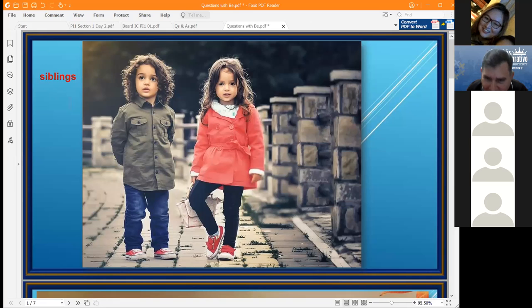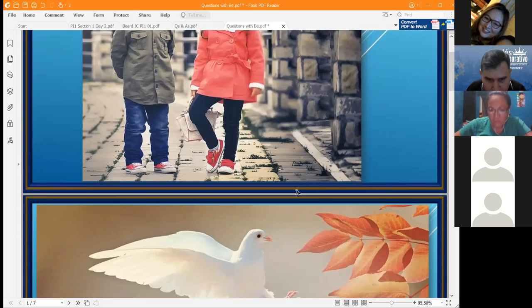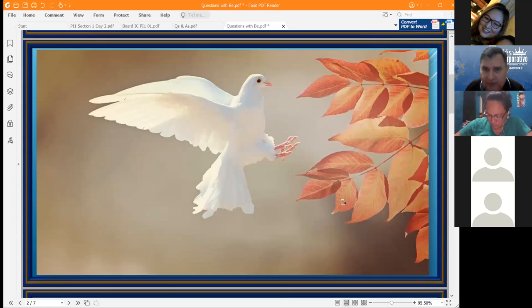Where are they from? And also, where are they in the picture? Excellent. Very good questions. Now let's move on. What are their names, for example? Perfect, very good. They are beautiful, right? They are very cute. Okay, next question. Look at this picture. What's the first question that you can ask?